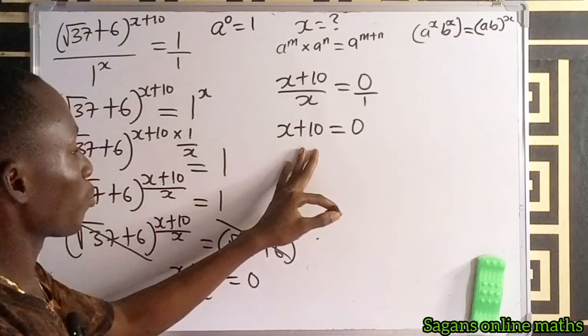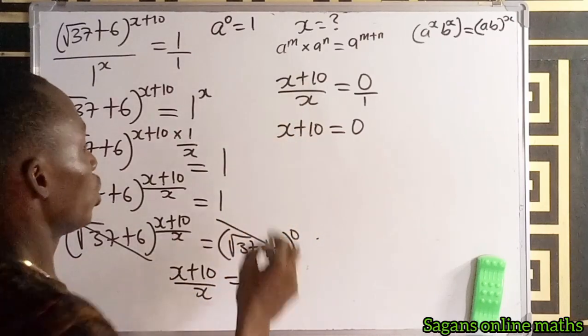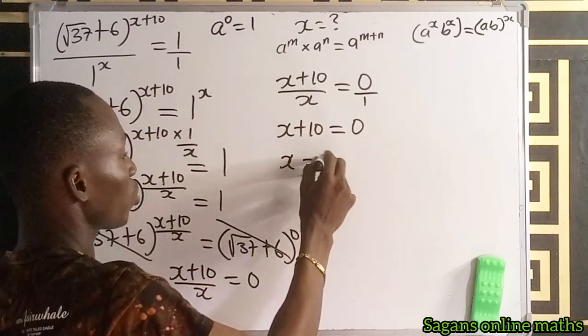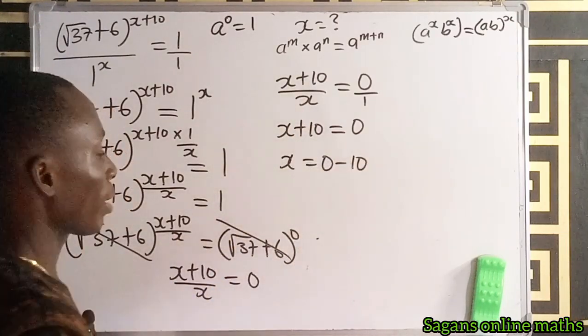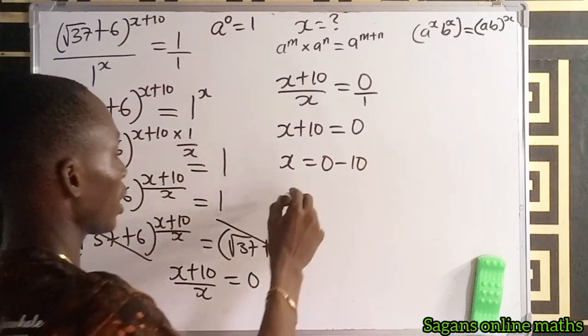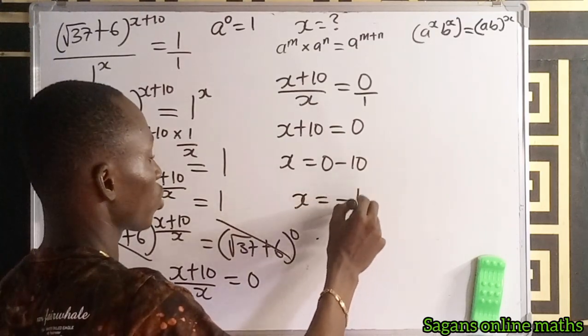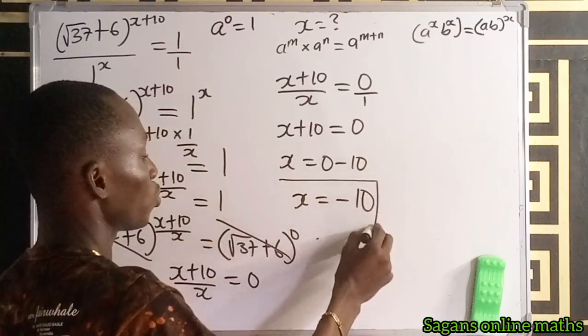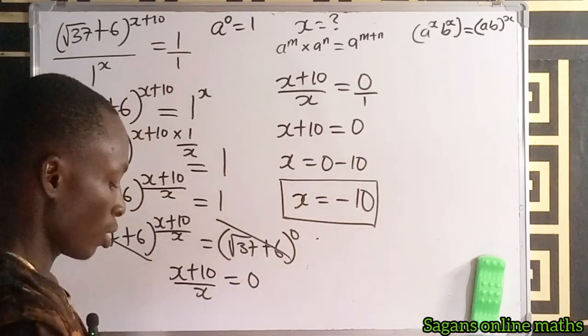So let's subtract 10 from both sides, because our target is to find x. So it means that x will be equals to 0 minus 10. And 0 minus 10 is still minus 10. So our x is equals to minus 10. And this is the beautiful solution to this particular problem.